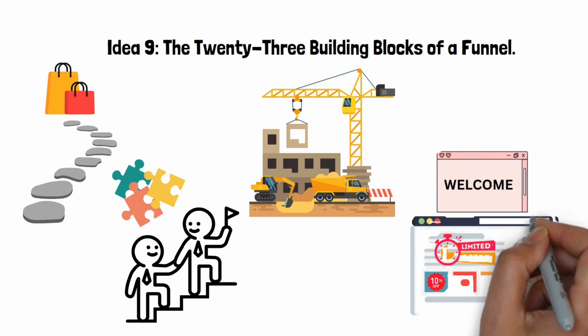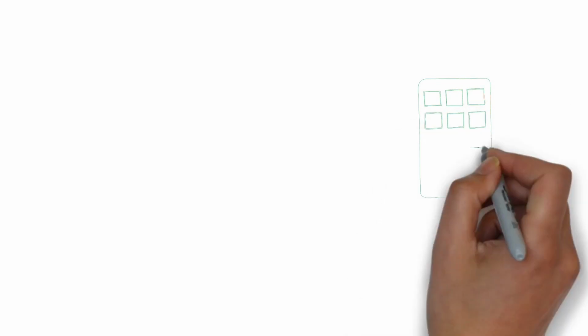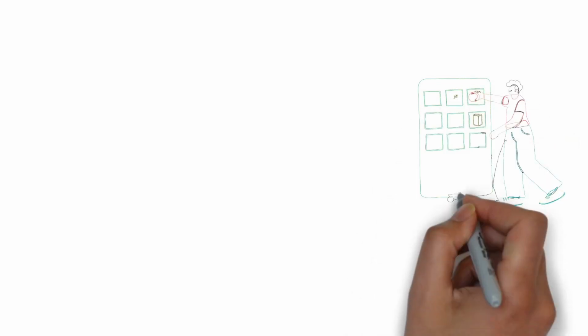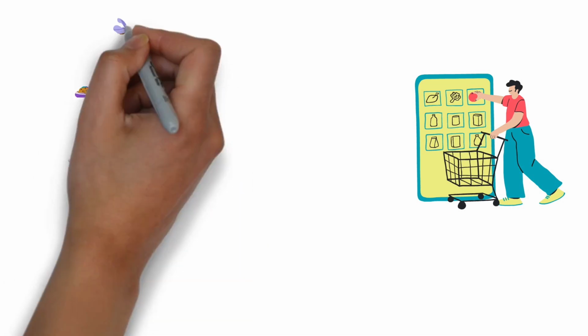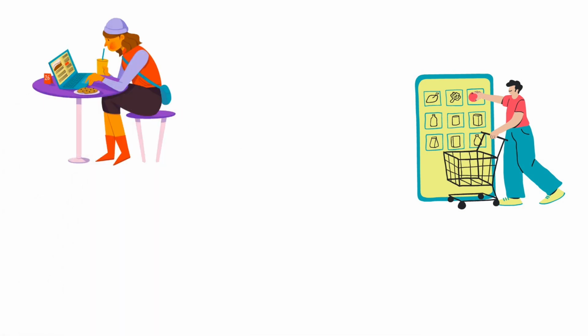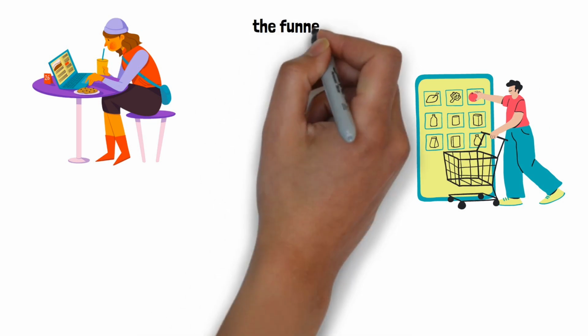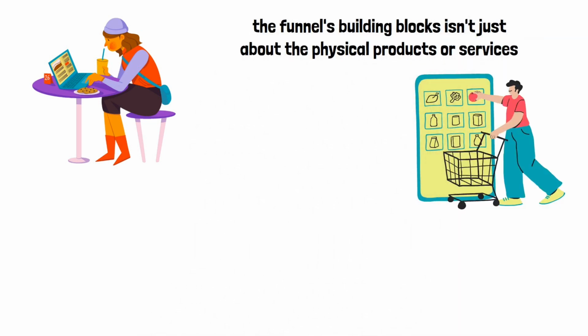Some rooms welcome visitors. Others offer them a place to sit and learn more about what you have to offer. Then, there are those rooms where they can decide to pick up something small, an inexpensive product or a sample, to really see if they like what you're about. As they move through your house, they increasingly trust you and are willing to spend more, entering rooms with higher value offers. The journey through the funnel's building blocks isn't just about the physical products or services, though.